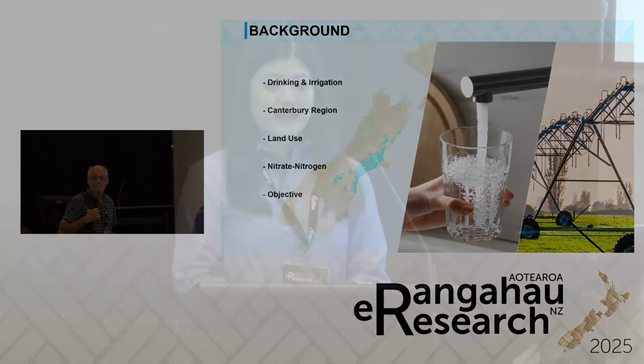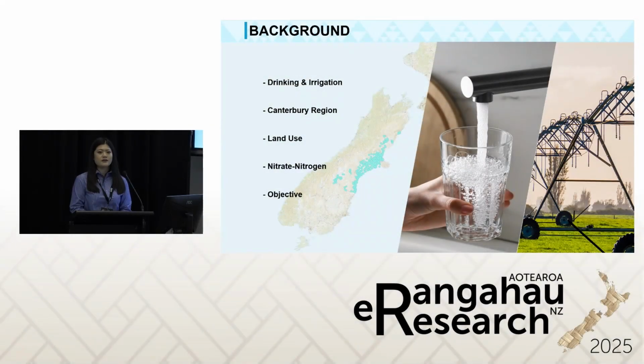Groundwater is a valuable water resource for drinking water and irrigation, and this is especially true within the Canterbury region, where it has the largest amount of groundwater resources and also the highest use. The community water supply in Canterbury is from groundwater, and over 70% of irrigated land in New Zealand is in the Canterbury Plain, which also requires groundwater.